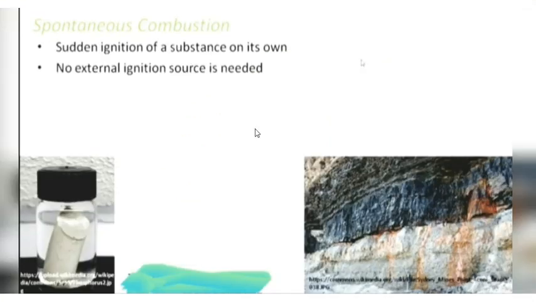Now the third type of combustion is spontaneous combustion. This is the sudden ignition of a substance on its own. So here no external source is needed. The substance will ignite on its own. That is why it's called spontaneous. Spontaneous means sudden. Here you do not require anything. The substance catches fire on its own. One example is phosphorus.